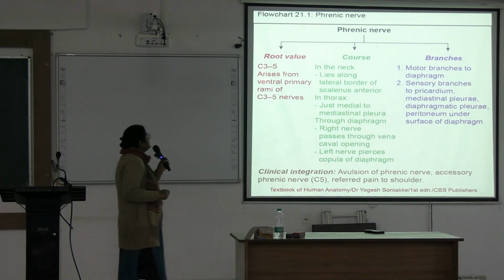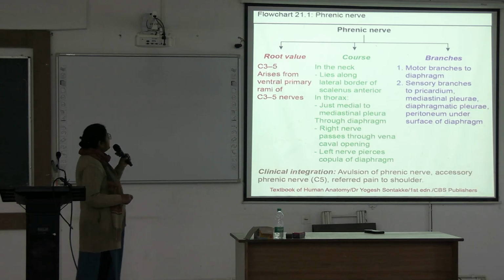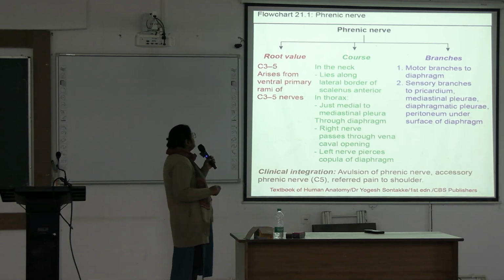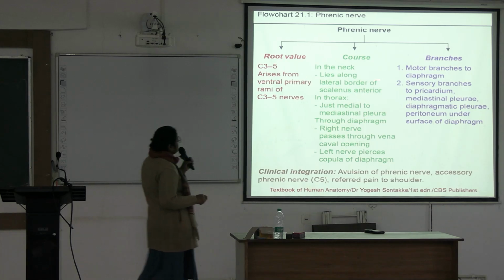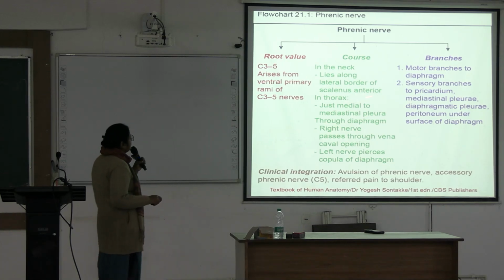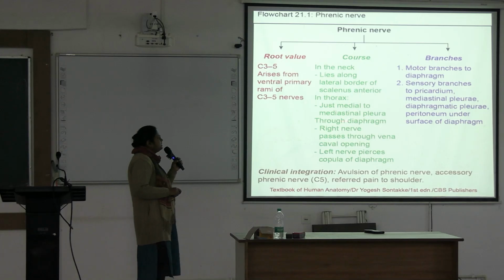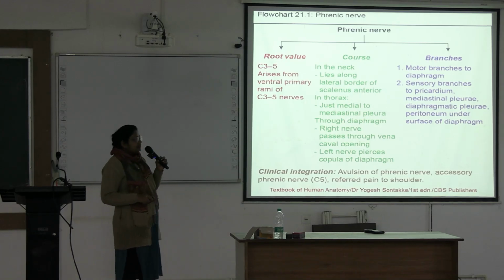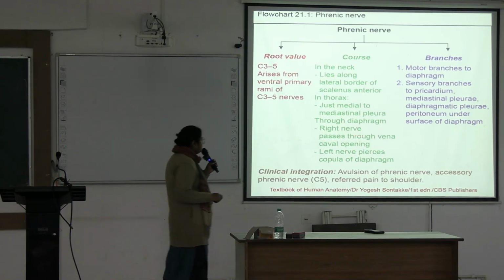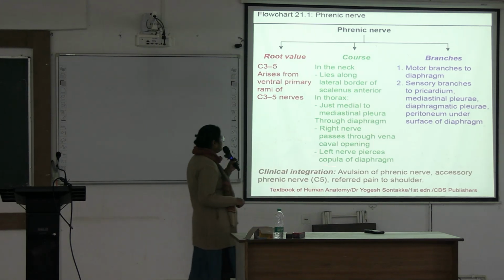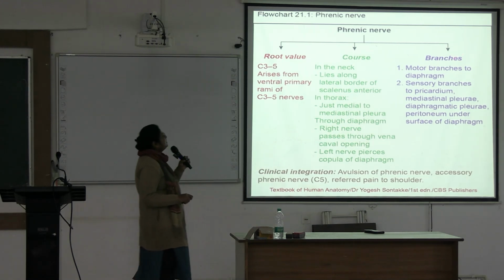So this is the summarization of the phrenic nerve. Root value is C3 to C5, arising from the ventral primary rami of C3 to C5. In the neck, it lies along the lateral border of scalenus anterior. In the thorax, it lies just medial to the mediastinal pleura. The right phrenic nerve passes through the vena cava opening of the diaphragm, and the left nerve pierces the cupola of the diaphragm. And these are the branches.